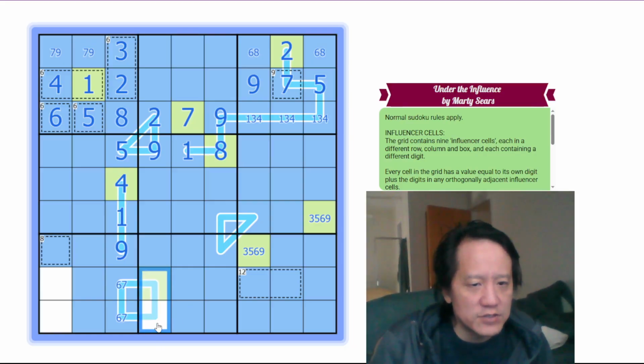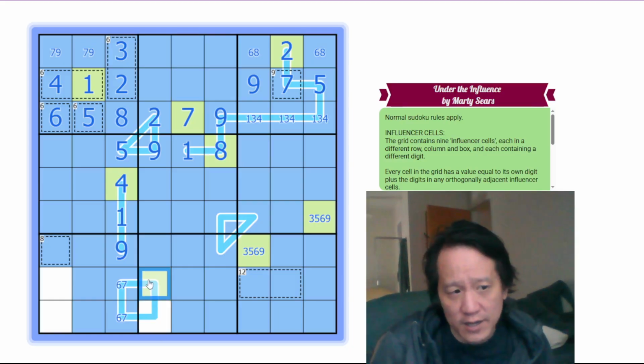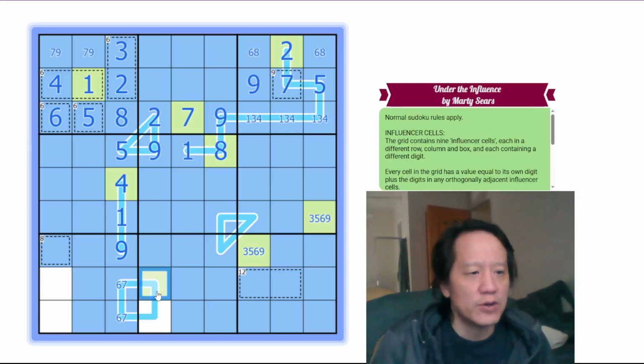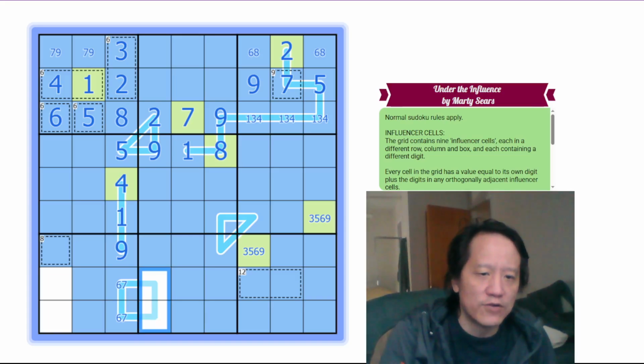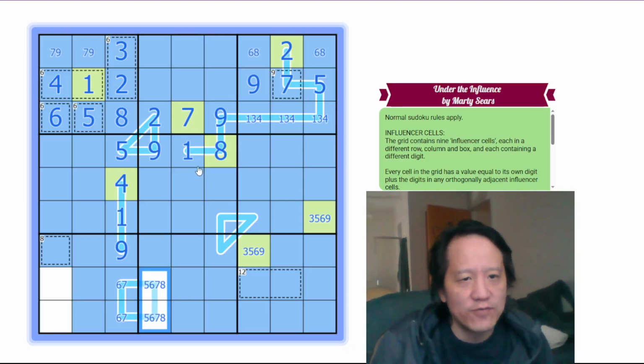The value of these two cells is equal to the sum of these digits plus that influencer again, because this cell also adds that value too. So these two cells must add up to 13, wherever the influencer is. So this has to be either 5, 8, or 6, 7. It cannot be 4, 9 because of the 9 in the column. Okay.